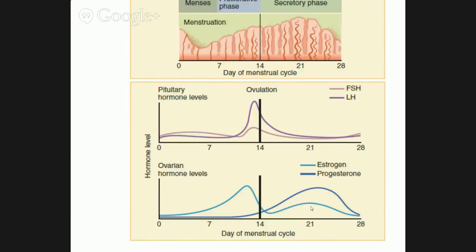But taking the pill helps to keep the body under the impression that it's post-ovulatory, and therefore egg cells will not actually be produced. And that's the source of the birth control there.